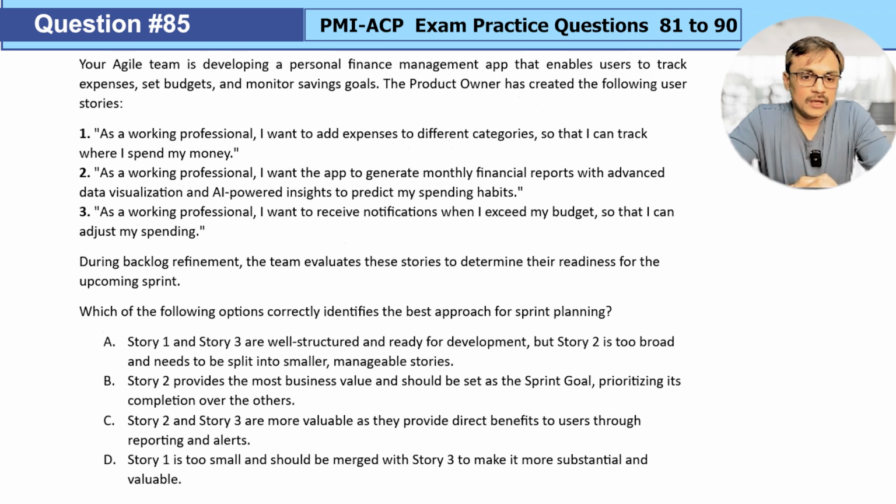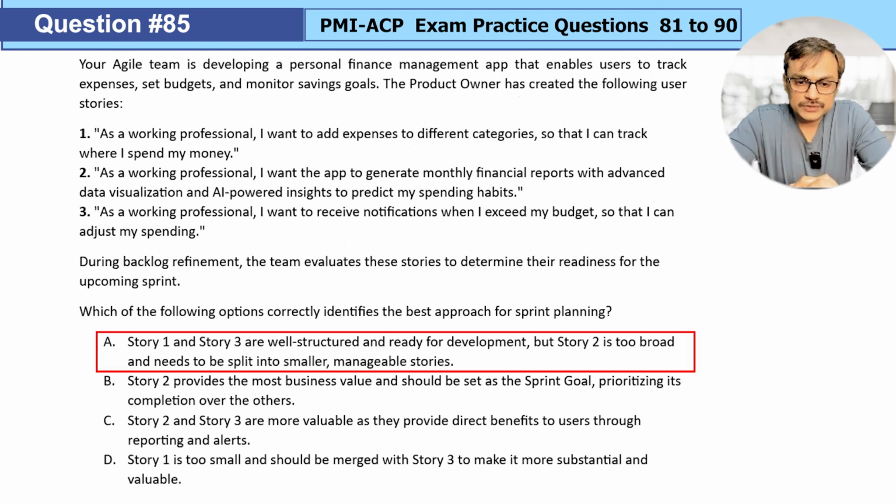Let's see. Option A, story 1 and story 3 are well structured and ready for development, but story 2 is too broad and needs a split into smaller manageable stories. So story 1 and story 3 look good. Definitely, we don't have a clear acceptance criteria, but they are looking small and clear in judgment. Story 2 is definitely looking like an epic. It is not a story as of now.